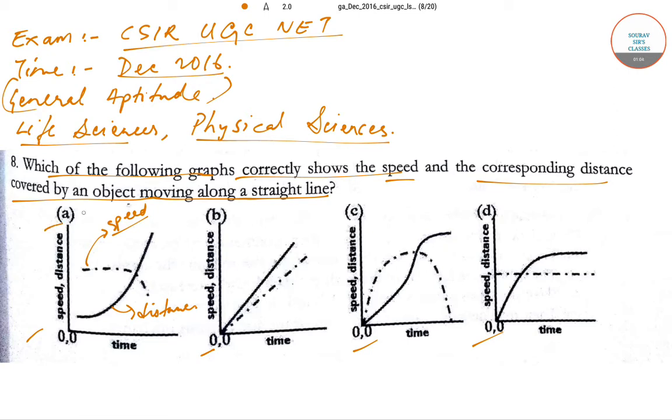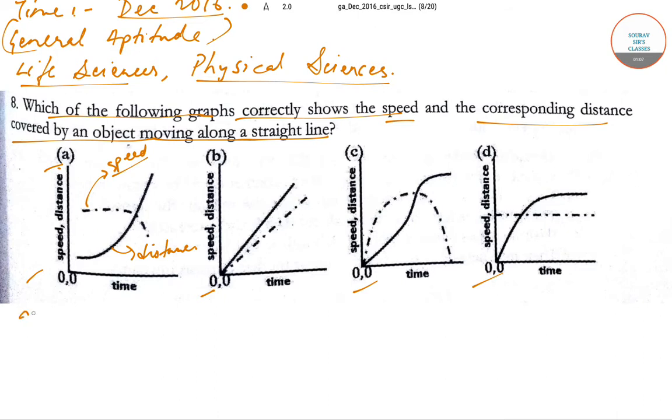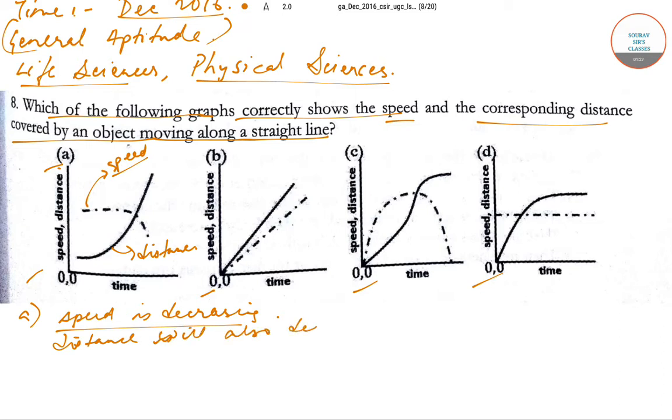So as you can see in option A, the speed is decreasing. Now if speed is decreasing, it means that ultimately the distance will also decrease with time. Change in distance, basically not the distance but the change in distance, will also decrease with time. But as you can see here, the change in distance is increasing with increase in time. So therefore option A is incorrect.